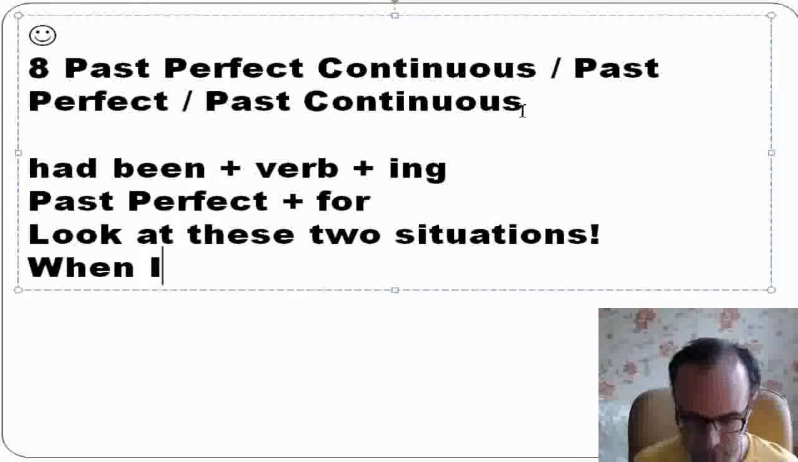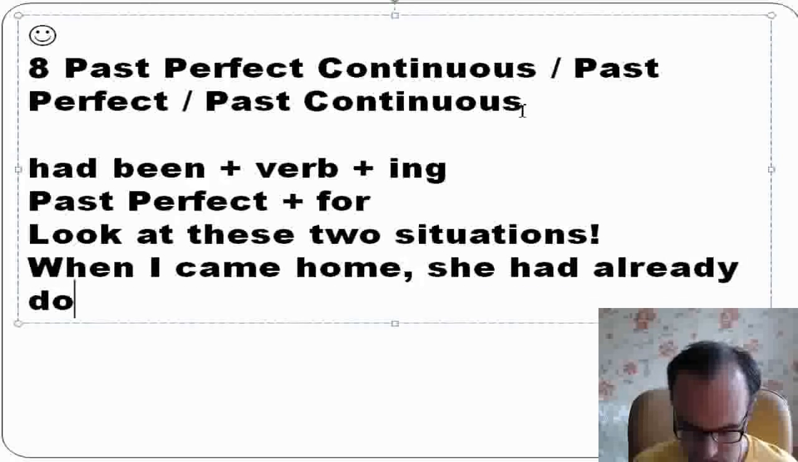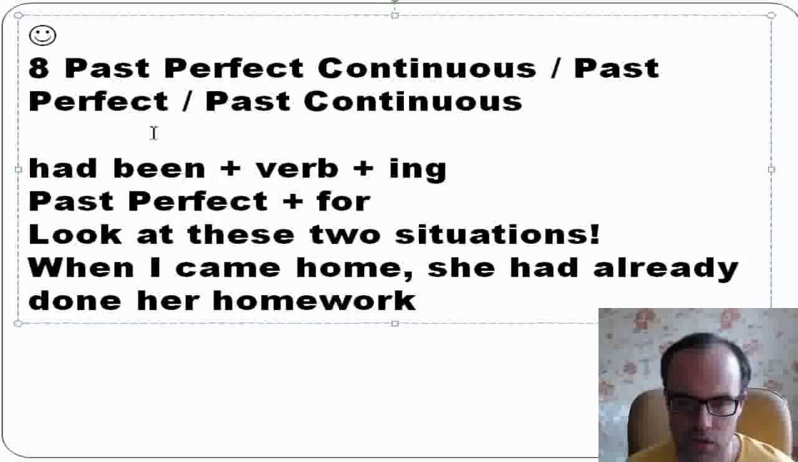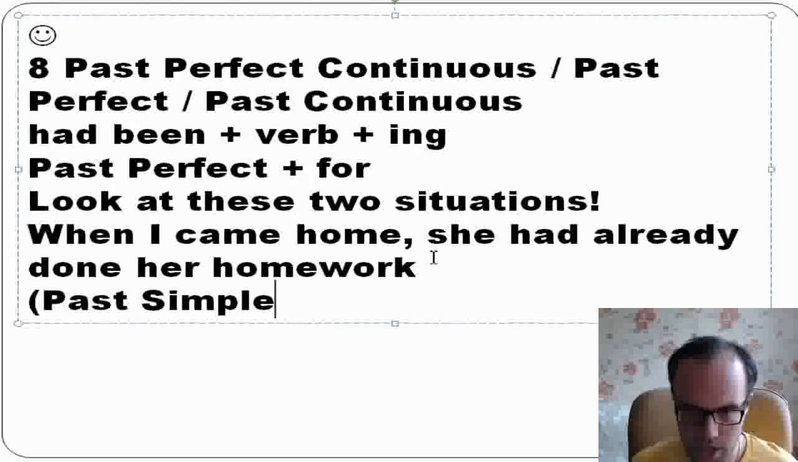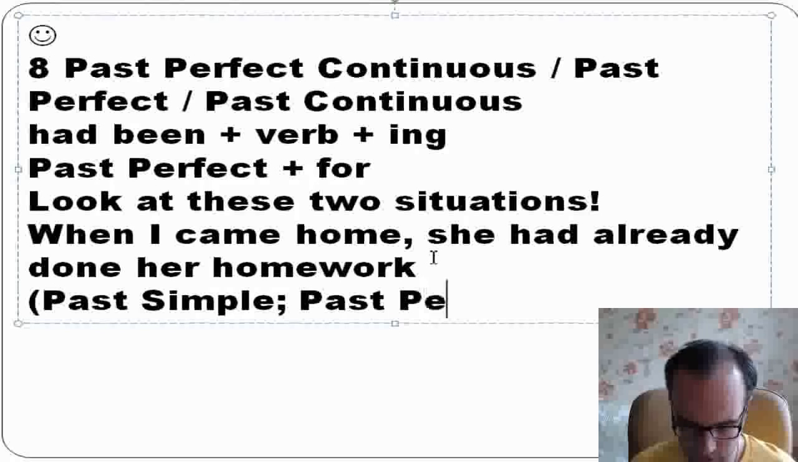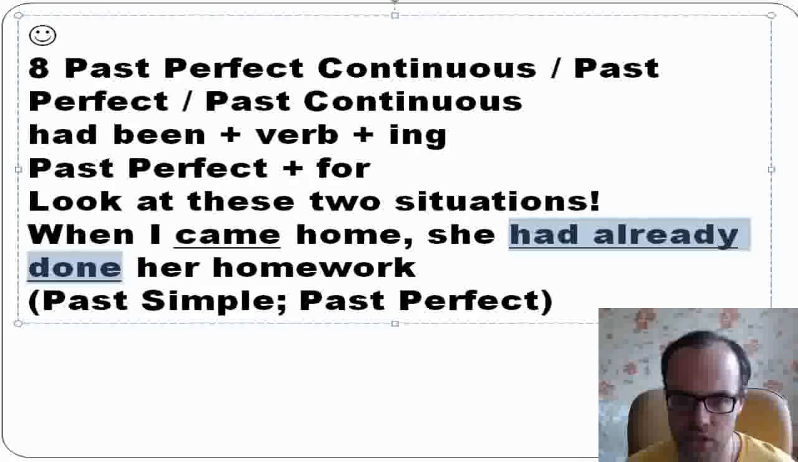When I came home, she had already done her homework. So it's the first situation. So you see that we have past simple and past perfect. Yeah, so I came home, it's about the past, and the second action happened earlier, so we use past perfect, had already done her homework.